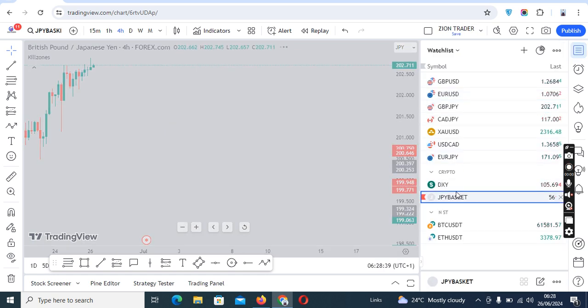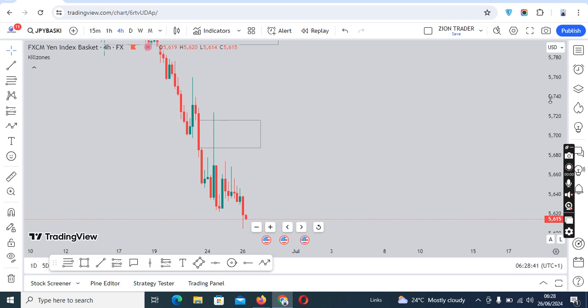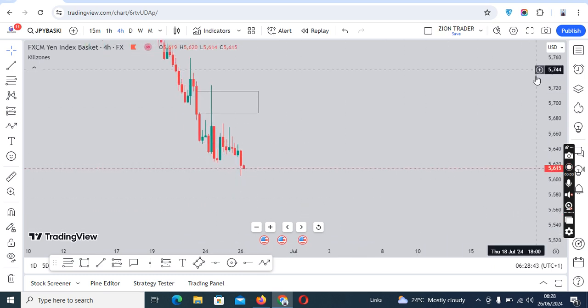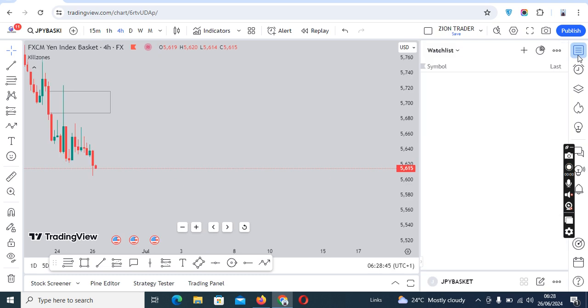Let's check our yen basket. Wow, the yen basket is bearish, so it's just going down, down, down.